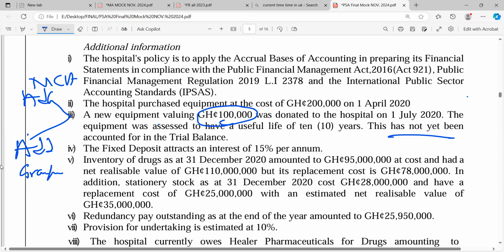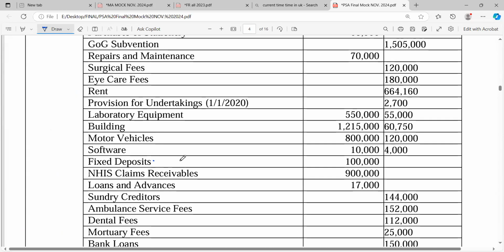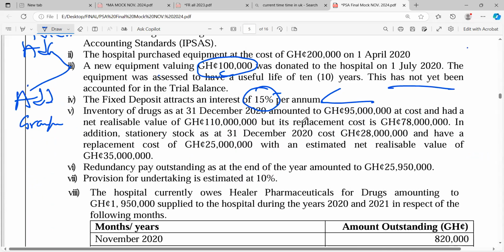Note 4, the fixed deposit attracts an interest of 15% per annum. So two entries. First, multiply the 15% by the fixed deposit in the trial balance. The fixed deposit is here, 100,000. Multiply by 15%, you get 15,000. So interest income, what are the two entries?